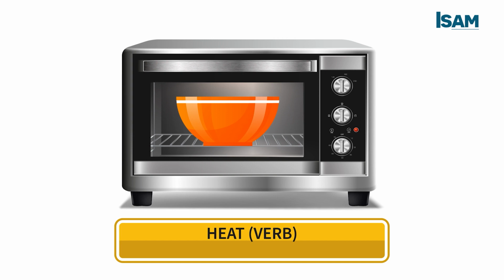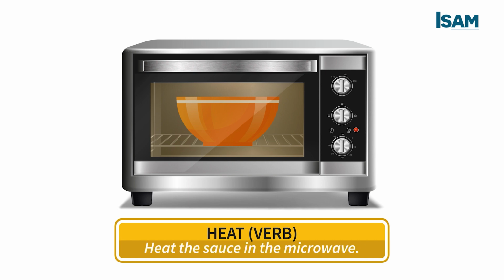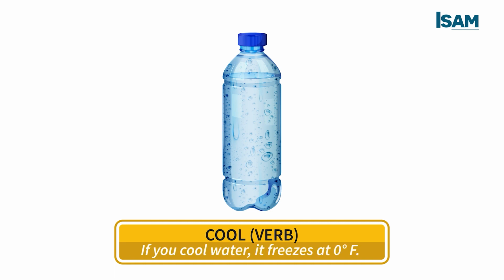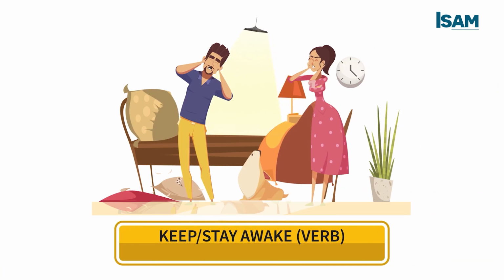Heat. It's a verb. It means make or become hot or warm. For example, heat the sauce in the microwave. Cool is a verb. It means become cooler or to make something cooler. For example, if you cool water, it freezes at 0 degrees Fahrenheit. Keep or stay awake is a verb. It means to remain awake or not go to sleep. For example, we kept awake all night by the noise.